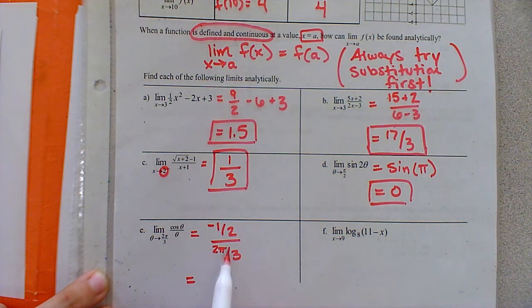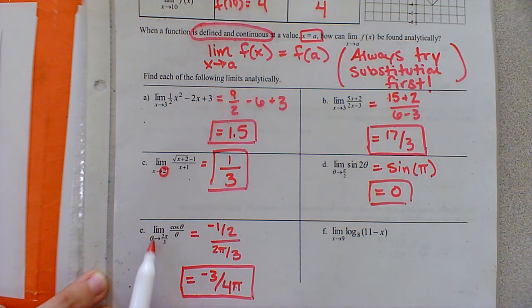So instead of dividing by a fraction, you could bring it up and multiply by the reciprocal. You would get negative 3 over 4 pi. A little weird because I know that pi is in the denominator, but nonetheless, this is still a value and it's representing the height you are approaching as you get closer to the left and the right of that theta value.